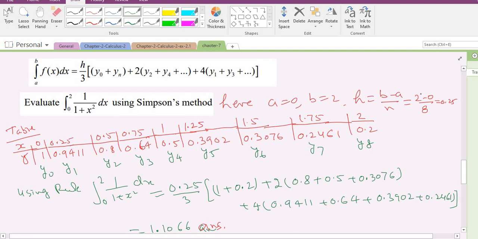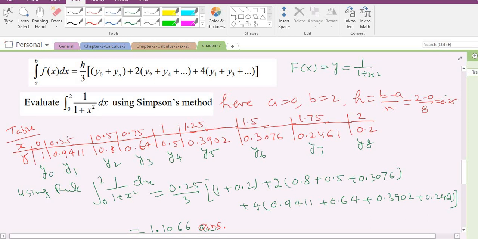0 plus h, this is h. 0 plus h, use that one, so it is 0.25. At x is equal to 0.25, what is the value of f(x)? f(x) is equal to y is equal to 1 divided by 1 plus x square. So now when you substitute x is equal to 0.25 here, I got 0.9411. You can calculate by yourself also.